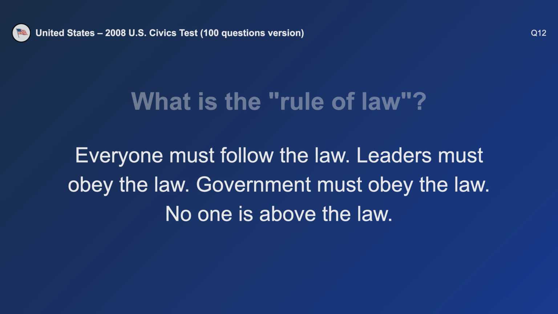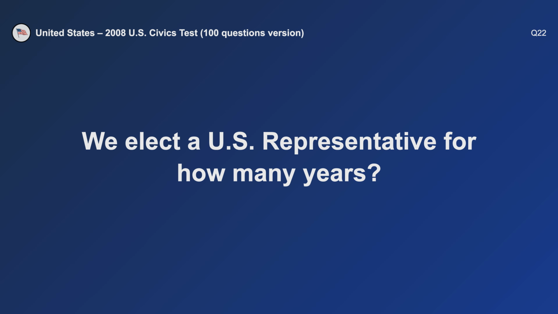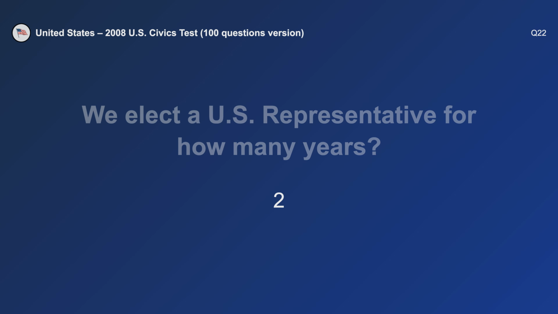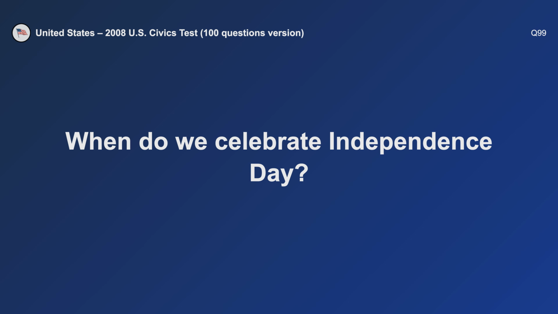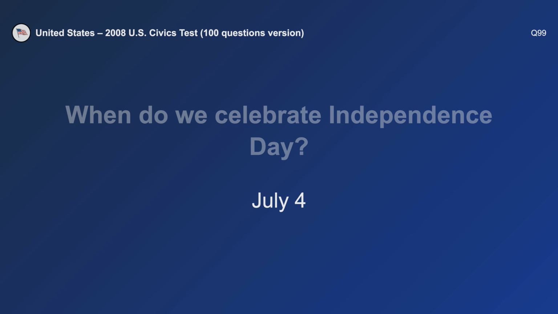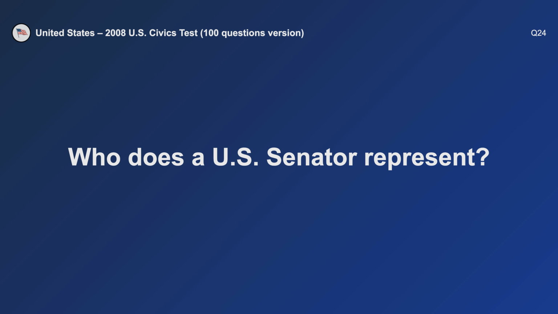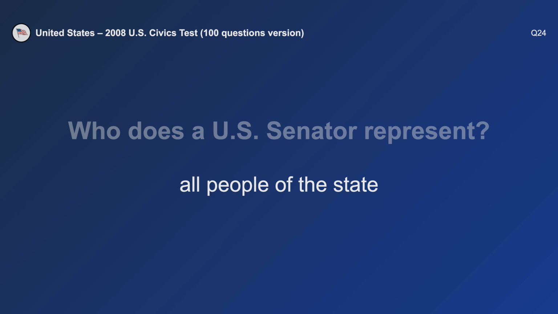Everyone must follow the law. We elect a U.S. representative for how many years? 2. When do we celebrate Independence Day? July 4th. Who does a U.S. Senator represent? All people of the state.